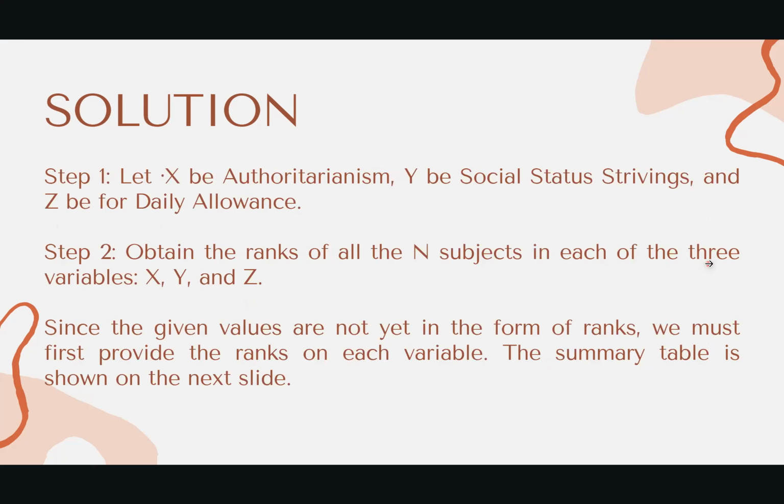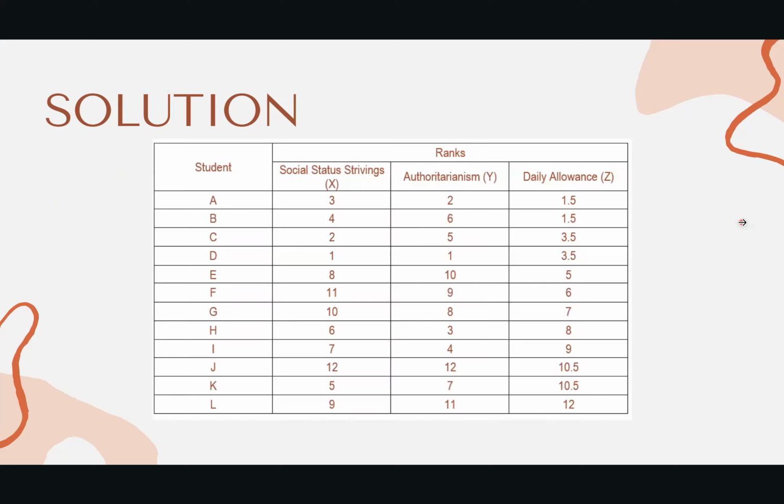Now, step 1, given naman na ito, inilagay ko lang na yung X ay for authoritarianism, Y for the social status strivings, and Z for the daily allowance. So step 2, obtain the ranks. Hindi pa naka-rank yung kanina, mga raw observations pa lang yun. Kaya kailangan natin siyang i-rank, and ito yung summary nun. So in case of ties, i-average lang naman natin yung rank. So for rank 1 and 2 parehas, kaya siya tig 1.5, dito naman 3 and 4, dito naman 10 and 11.